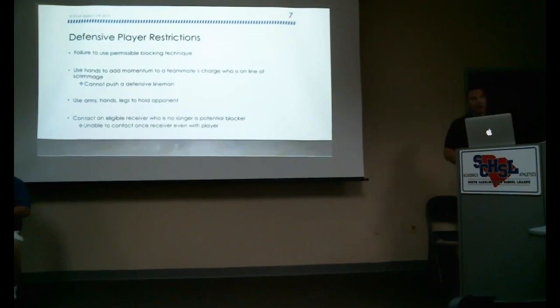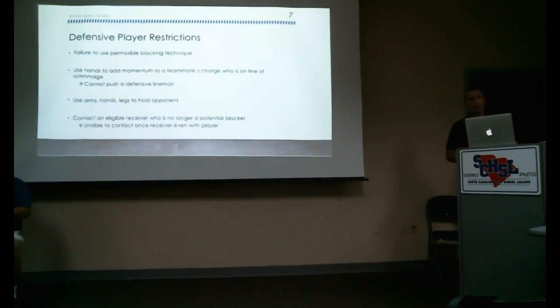So in high school, we don't have the 5 yards downfield illegal contact rules for the defense. However, if an offensive player, a receiver, is no longer a potential blocker, then that defensive player is not allowed to contact him. Okay? And so typically the rule of thumb that we have is when that receiver is no longer a threat to block the defensive player, then the defensive player should not contact him.